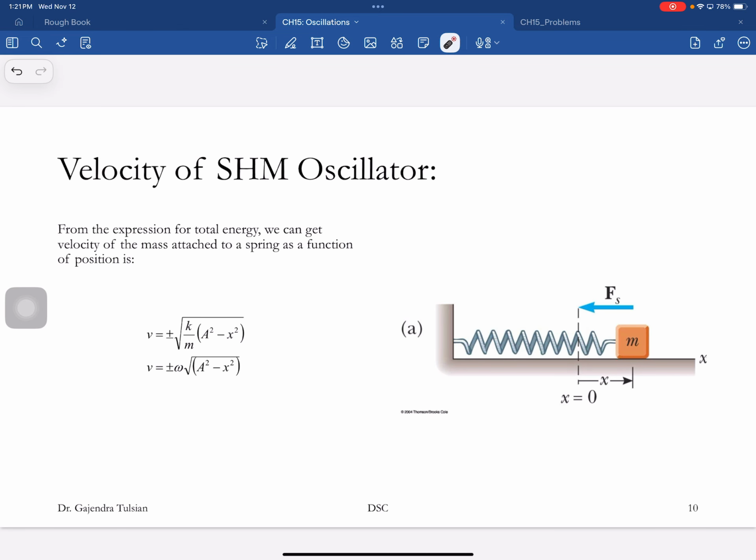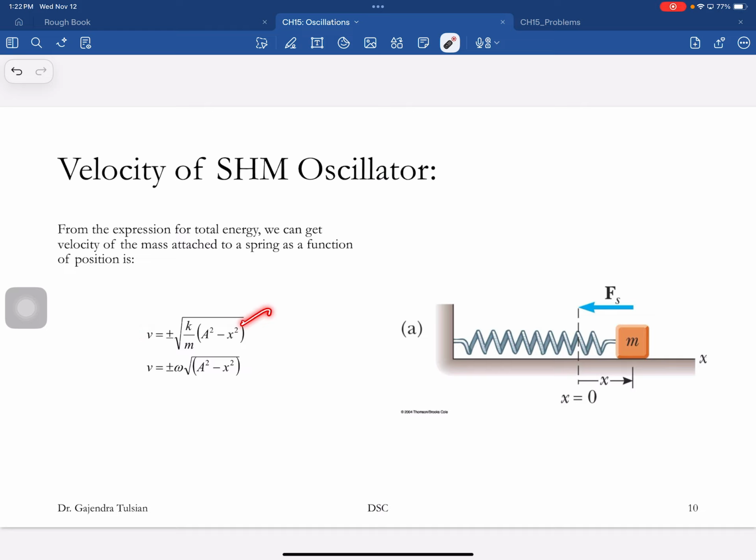All right, what this formula gives you is the speed of the object as a function of position. When it's at the extreme point, what is its speed? 0. When x equals A, velocity would be 0. When is it going the fastest? x equals 0. When x equals 0, the equilibrium position, that's when it's going the fastest.